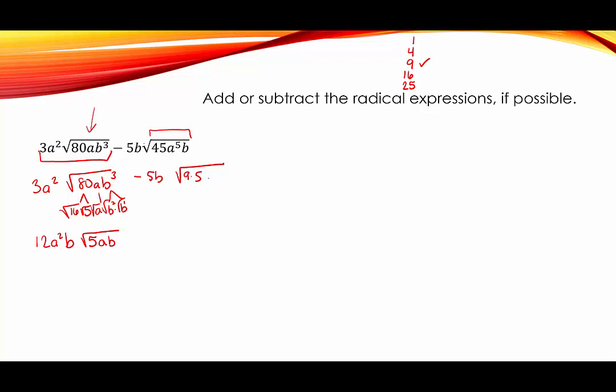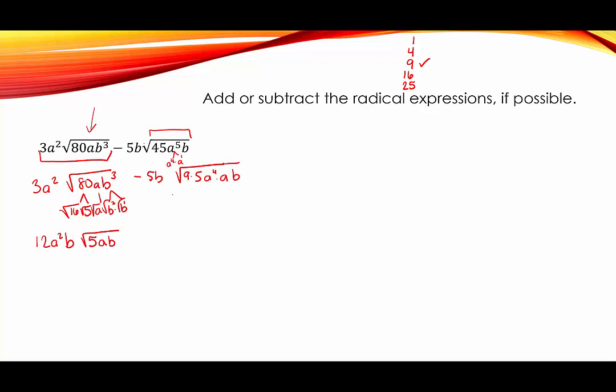A to the 5th, we're going to break up a to the 5th into a to the 4th because that's the largest multiple of 2 that's less than 5. So this would be a to the 4th times a to the 1st, and then b is just going to be stuck there, right? We're just going to have that b.